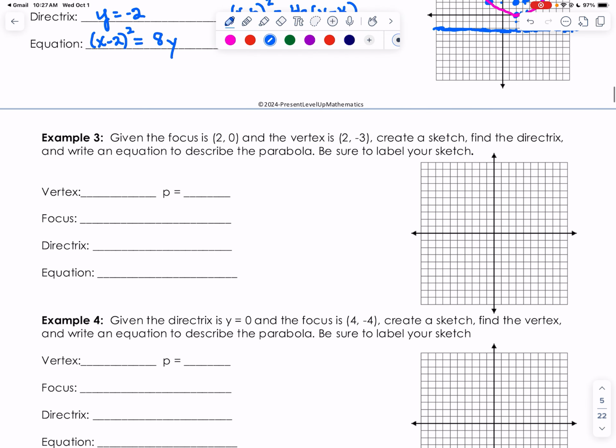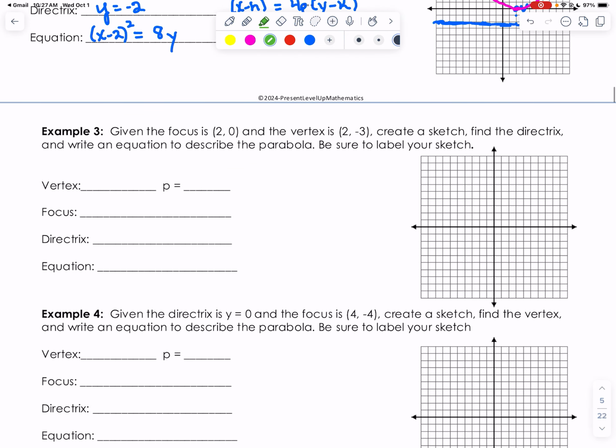All right, example 3. Given the focus is (2, 0) and the vertex is (2, -3), create a sketch, find the directrix, and write an equation to describe the parabola. All right, so our focus in this problem is (2, 0). Remember, you need to label that, or you won't know where the vertex is and where the focus is. You won't know which way the parabola opens. Okay, the vertex is at (2, -3). Label that with a V.